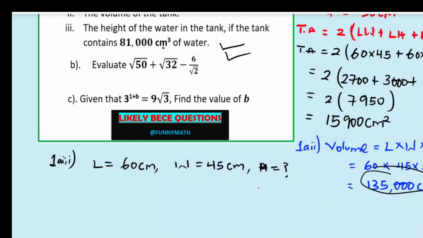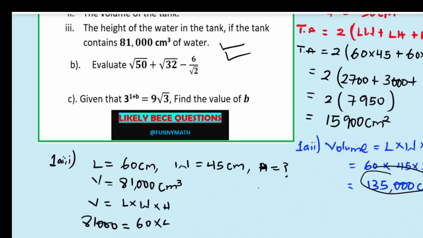The volume of the water has been given. That is V equal to 81,000 centimeters cube. So I'm still going to use the volume formula, and we know that the volume is equal to the length times the width times the height. So in this case, when I see the volume, I'll just substitute 81,000 centimeters cube. So that's going to be here 81,000 equal to the length, which is 60, times the width, which is 45, and for the height we don't know, so I'll just have to put h there. That is what we are looking for.